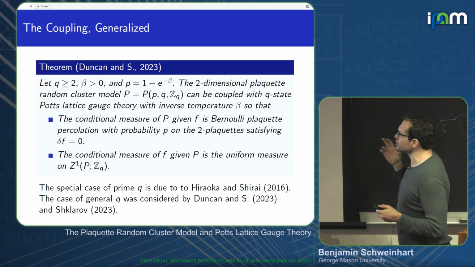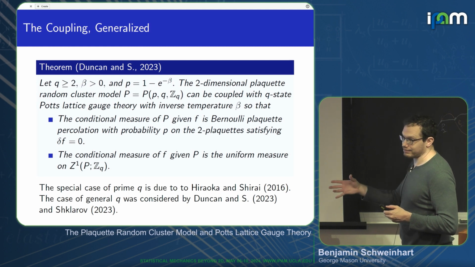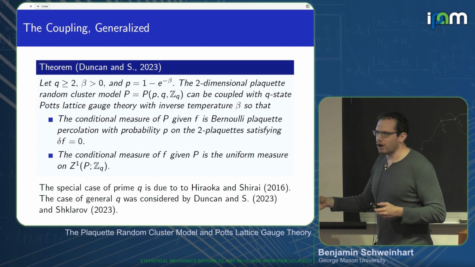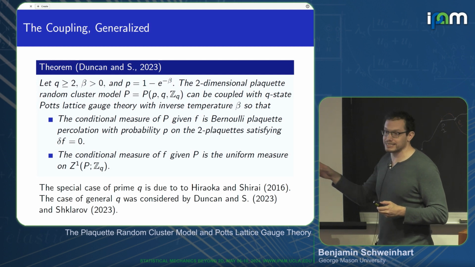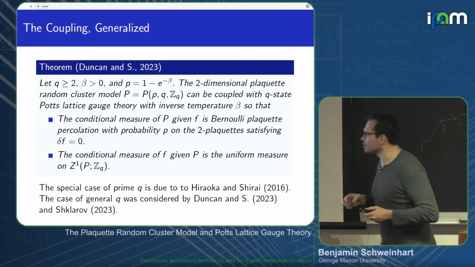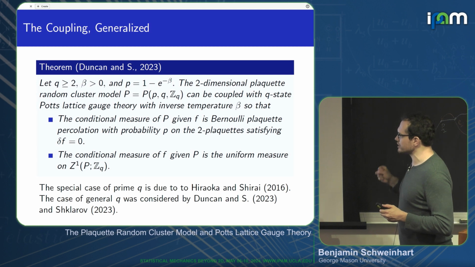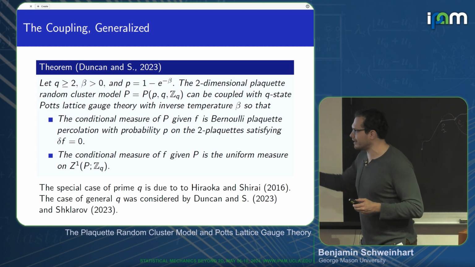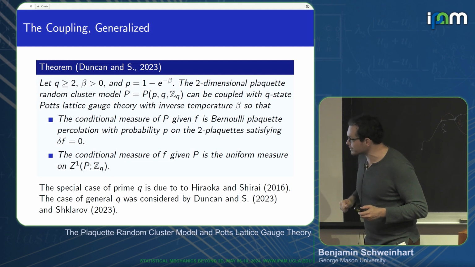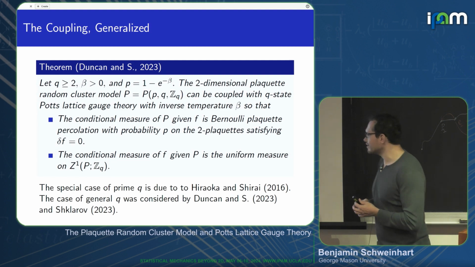That is, the conditional measure of your plaquette percolation, given your assignment of spins to the edges, is just Bernoulli plaquette percolation on the plaquettes where your spins sum up to 0 around the boundary. And then your conditional measure of your spins, given your plaquette percolation, is just the uniform measure on this finite group of 1-cocycles on your plaquette percolation. OK.